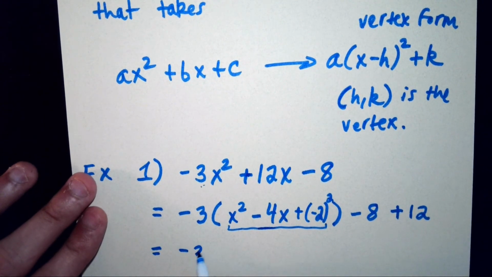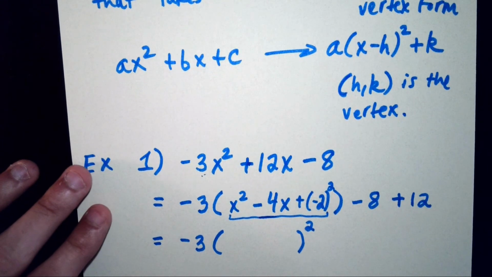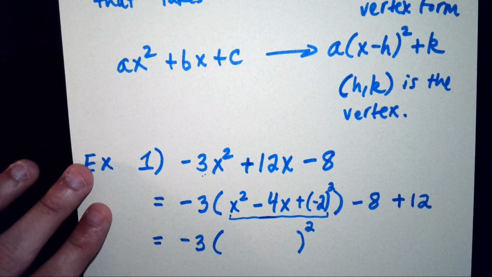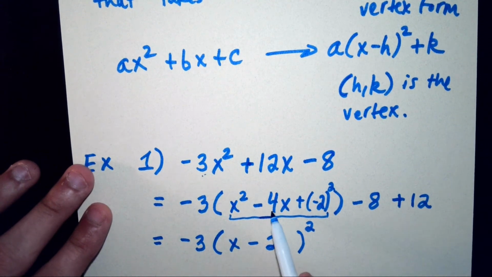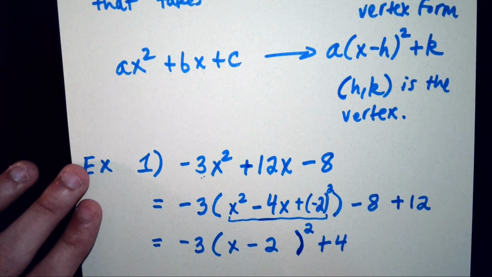So we carry down the minus 3 and we think, okay, what is this as a perfect square? It turns out that this factorizes as x minus 2, because minus 2 plus minus 2 gives us minus 4, and minus 2 times minus 2 is minus 2 squared. So this is the factorization here. It's negative 3 times quantity x minus 2 squared. And then we also have minus 8 plus 12, which is just plus 4. So now we have this thing in vertex form.